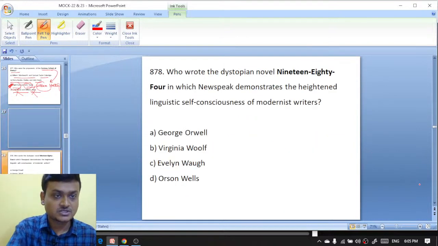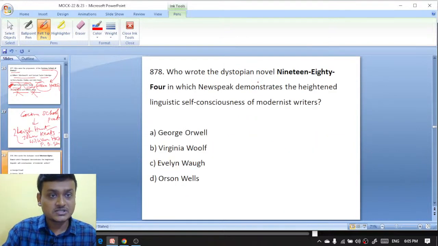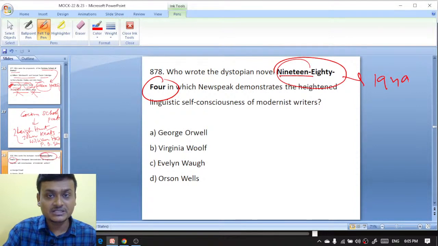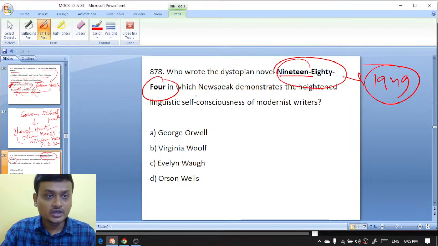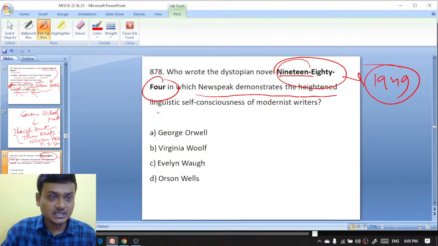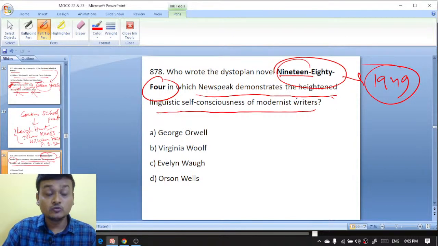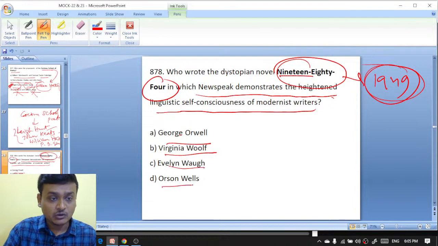Shelley. Next question: who wrote the dystopian novel 1984? 1984 is the dystopian novel that was published in 1949 actually, in which Newspeak demonstrates the heightened linguistic self-consciousness of the modernist writer. Who wrote the dystopian novel 1984, published in 1949? George Orwell, Virginia Woolf, Evelyn Waugh, and Orson Welles. So it was George Orwell.